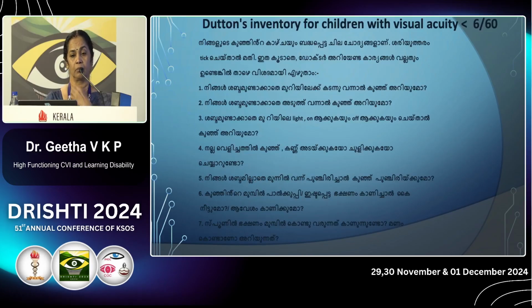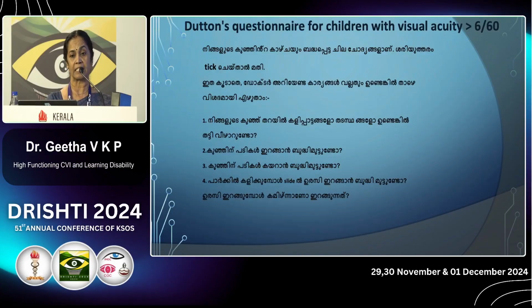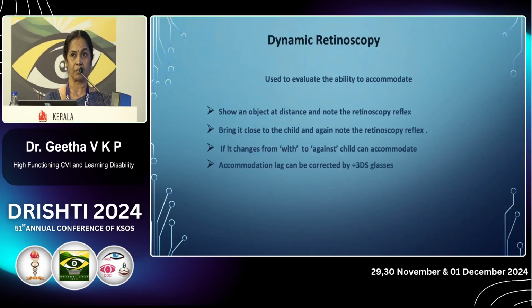To prevent any omission, we use Dutton's inventory, which we have translated to Malayalam. There are two types of inventories. One is for children with vision less than 6/60, and the other is for more than 6/60. I'm not going into the detail about it because we have some 48 questions in that.